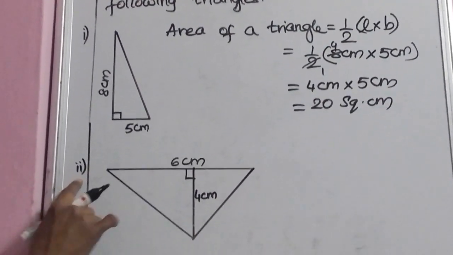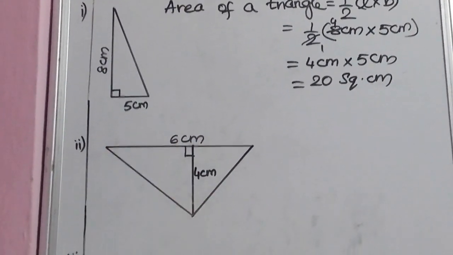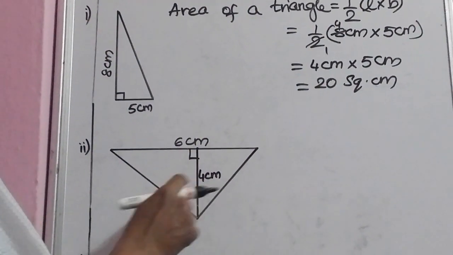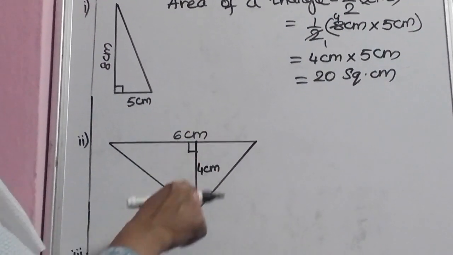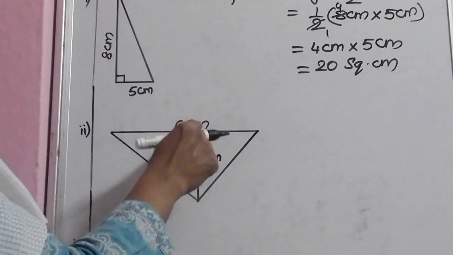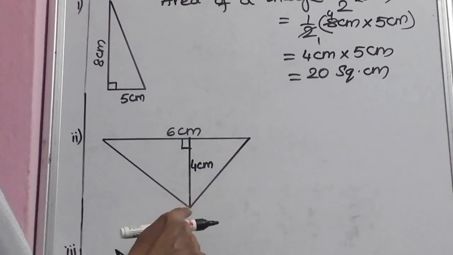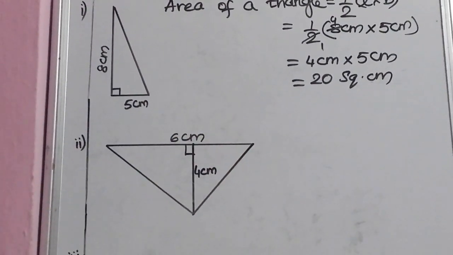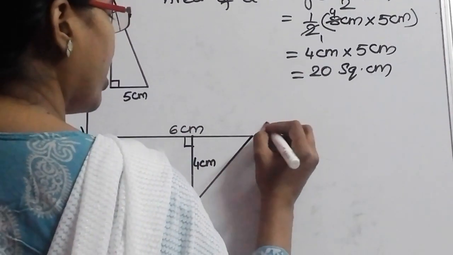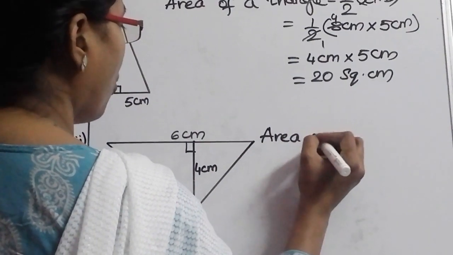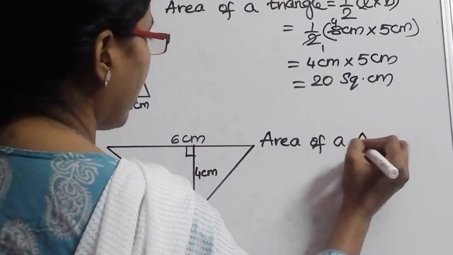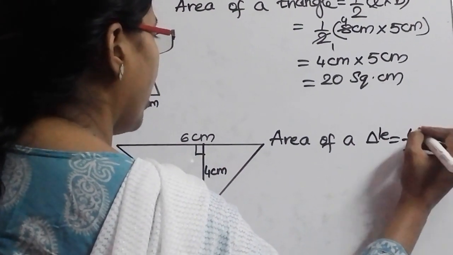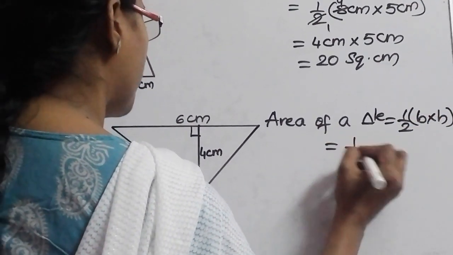Now let us do the second bit. In the second bit, a triangle is given with the base and height. How do you know this is the height? Because you are drawing a line from the vertex to the line segment. This is the height. So again use the formula. Area of a triangle, I am writing a shortcut, is equal to half base into height. Substitute the values.